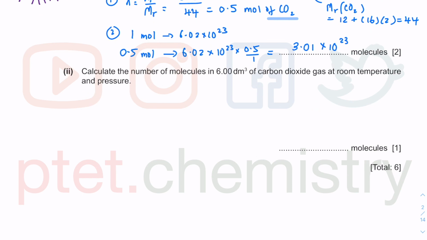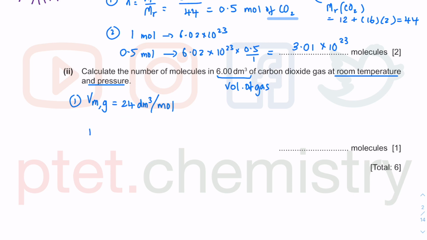Part 2, this is about volume. This is volume of gas, and this is in dm cubed, at room temperature and pressure. At the bottom of your periodic table, you are told this thing called molar gas volume. It is the volume for 1 mole of any gas at room temperature and pressure.